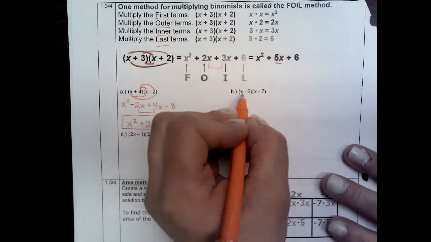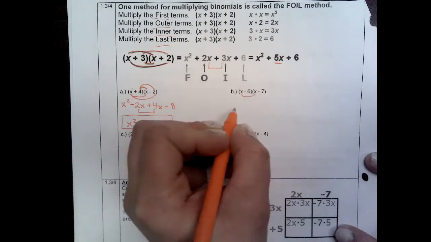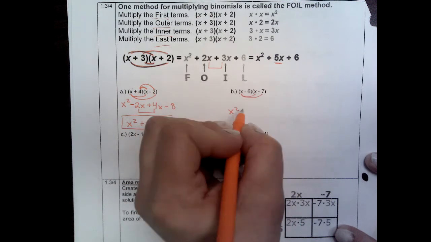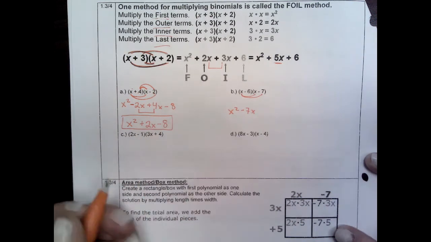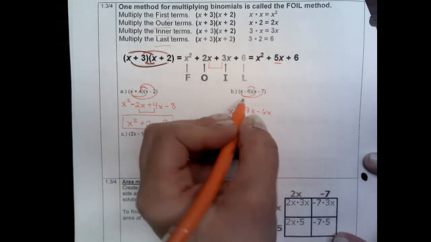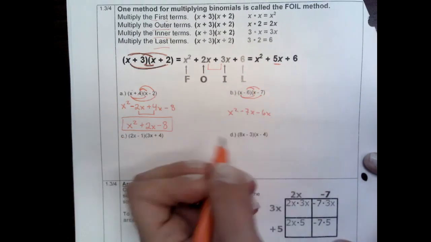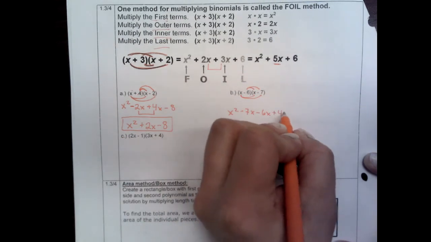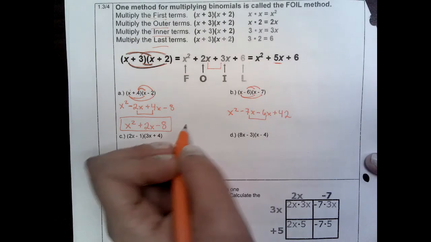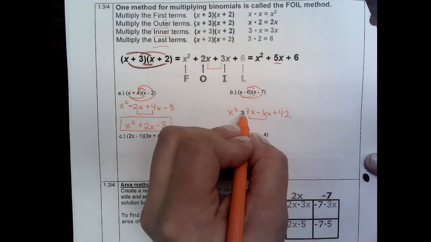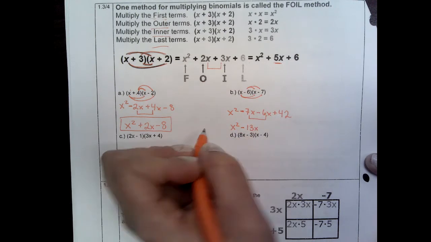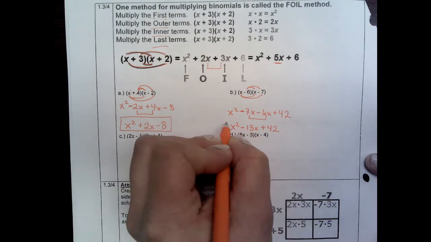All right, let's go ahead and try this one. So we're going to do our first term. So x times x is x squared. Our outer terms, x times negative 7 is negative 7x. Our inner terms, negative 6 times x is negative 6x. And our last terms, negative 6 times negative 7 is positive 42. Okay, now we have to take these and combine like terms. So x squared, negative 7x minus 6x is negative 13x plus 42.